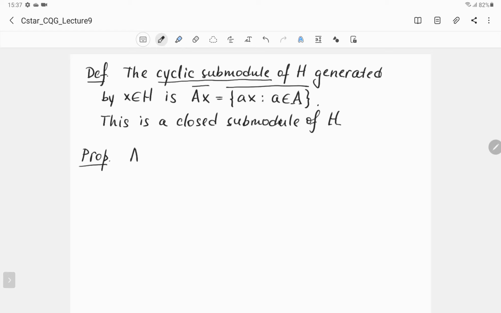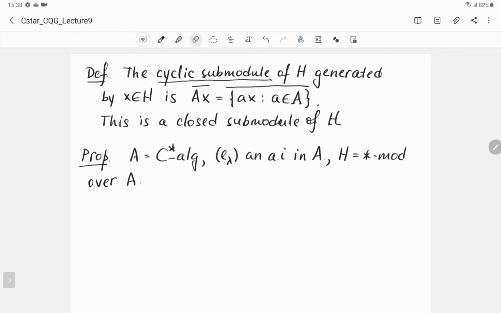Suppose that A is a C-star algebra as before, and suppose that e lambda is an approximate identity in A. And suppose that H is a star module over A. I claim that the essential part of H consists precisely of those elements x in H for which x is the limit of e lambda x. So this is an equivalent characterization of the essential part.